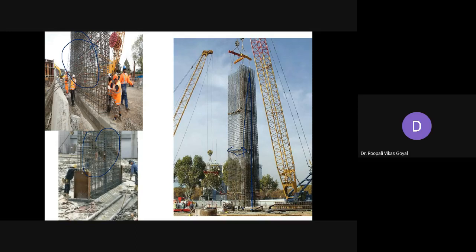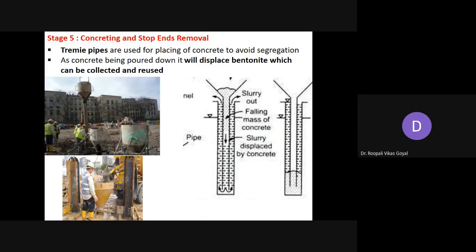Okay, so ultimately once the cage reinforcement is done, you have to start with the concreting, and at the same time the water stop ends, whatever water stops we had placed, are to be removed. The tremie pipe consists of a funnel, inside which we do the concreting, so that it maintains proper alignment. So this is the tremie pipe, used for placing concrete to avoid any segregation. It will fall exactly in line, okay.